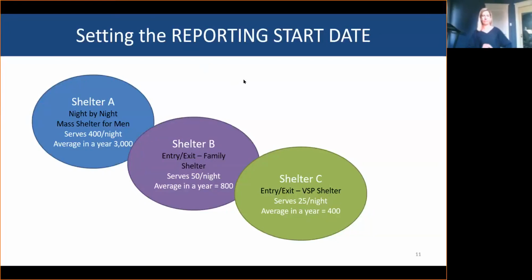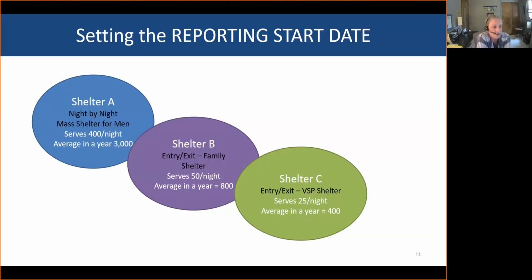So we're going to walk through an example of setting reporting start dates for you because we've had a bunch of questions around that, and this is a pretty basic example. So this is an example where you funded 3 shelters over the initial period. One is a real big mass shelter. It's got 400 people that stays there a night on average, and it serves 3,000 people a year.